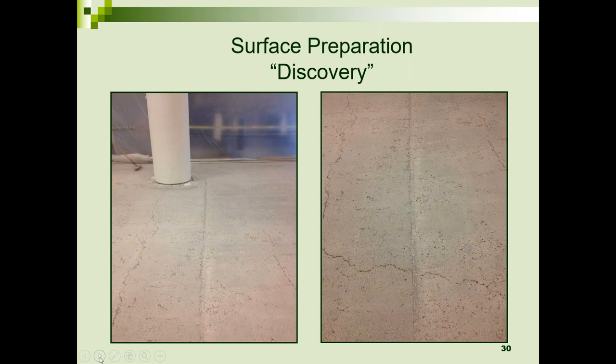Here we see a perfectly good, well-prepped surface. Prepping not only removes contamination and weak concrete, it can show you where you have some other concerns, cracking that may need to be repaired or remediated in some way. Aggressive prep is typically done mechanically. Next slide.